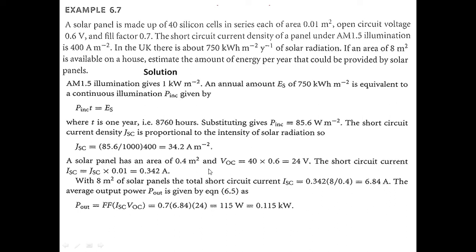So your solar panel of area 0.4 meter square will be producing a VOC of 24 volts, while the current density is 0.342 amperes. Now, if I cover all my roof area of 8 meter square.